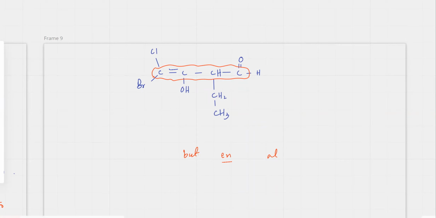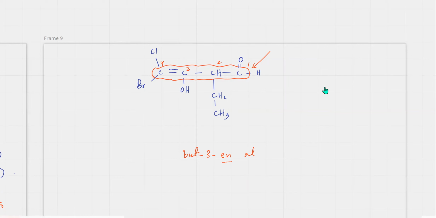So we're going to start counting from this side. So that's 1. This one is 2. This one is 3. And this one over here is number 4. So the double bond is at position number 3. So I'm going to call it 3-ene. For the aldehyde, I don't have to give the position. It's always number 1. You can write the position 1 over here, but that's not required. So that's your main chain.